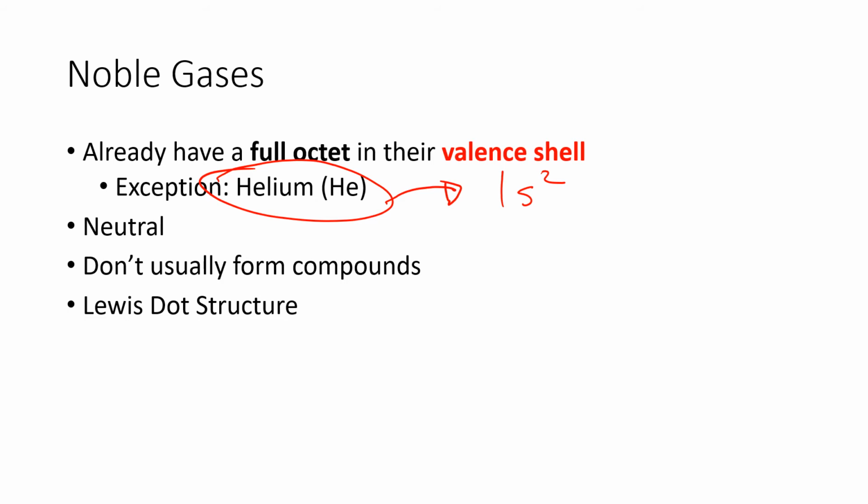So how do you draw a Lewis dot structure? For helium, since it's only 2 electrons, you would just do 1, 2. For, say, krypton, 1, 2, 3, 4, 5, 6, 7, and 8.